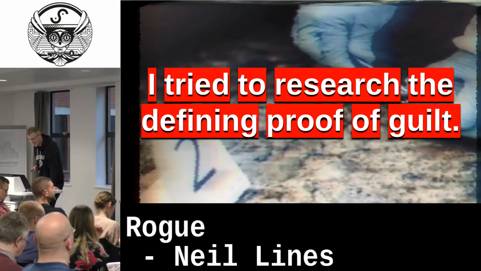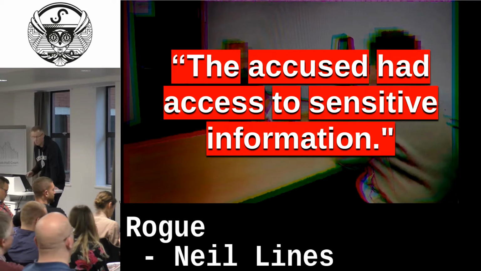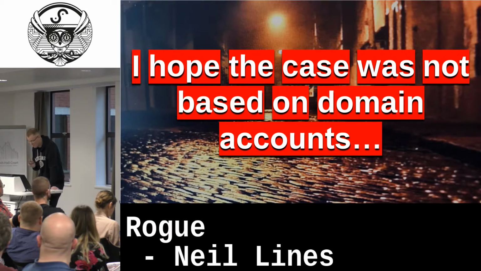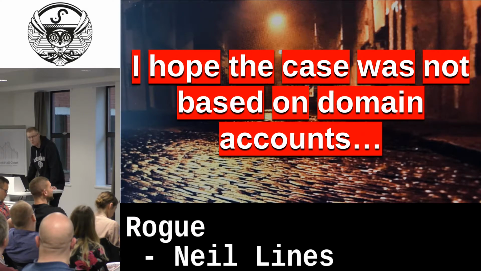I was interested in what was, in this case, the proven defining point of guilt. I wanted to know why they concluded it. Now, I couldn't find much information. I suspect they found his laptop with all the details on it, including Tor, and decided that was enough. I'm hoping the case wasn't based on domain authentication. I have a lot of theories on domain authentication not being particularly secure, and how pretty much anyone working in an environment that has a domain can compromise anyone's credentials.